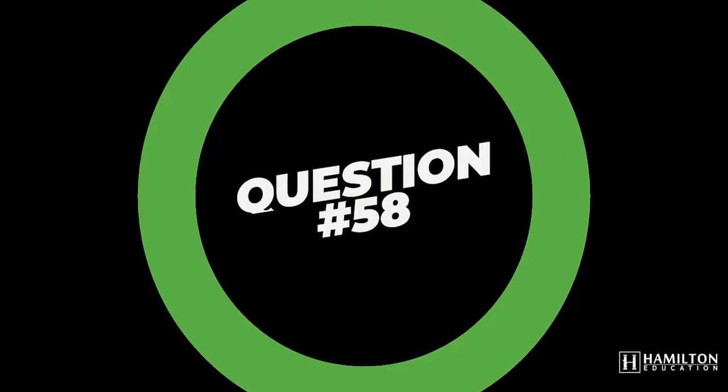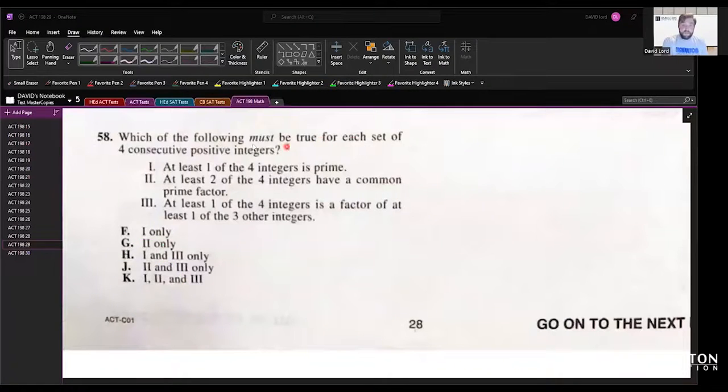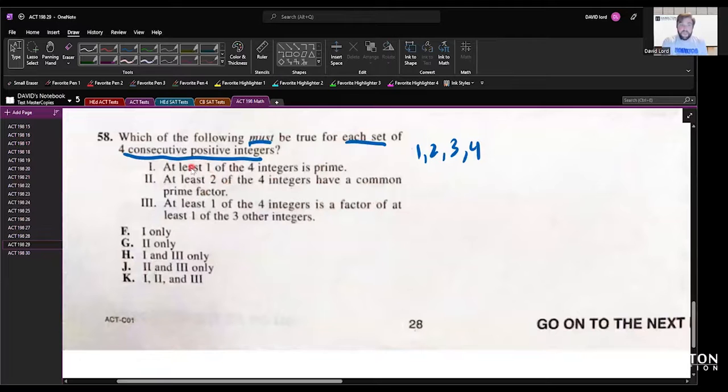Question 58. Which of the following must be true, key thing there, must be true for each set of 4 consecutive positive integers? So that is where it gets a little tricky depending on what numbers you use for this problem. For example, if you started with the easiest consecutive positive integers, 1, 2, 3, 4, we will find that all of them are true. Let's go through it. At least one of the 4 integers is prime. Well, yeah, here we have 2, so that means Roman numeral 1 is true.